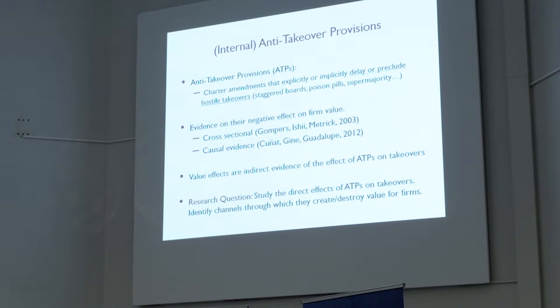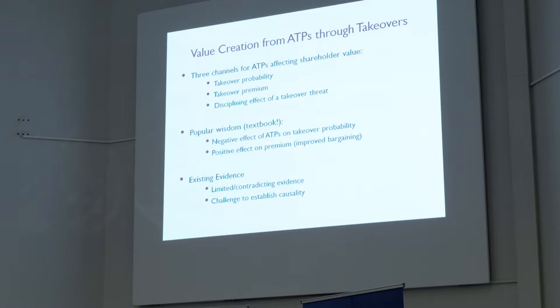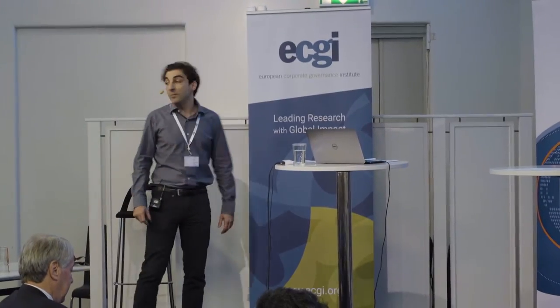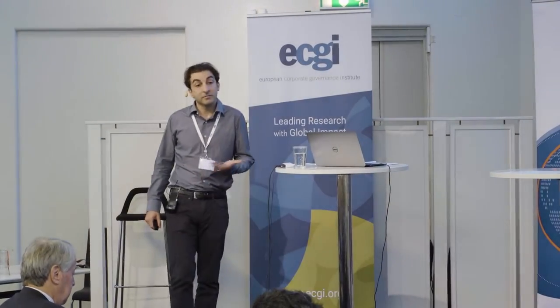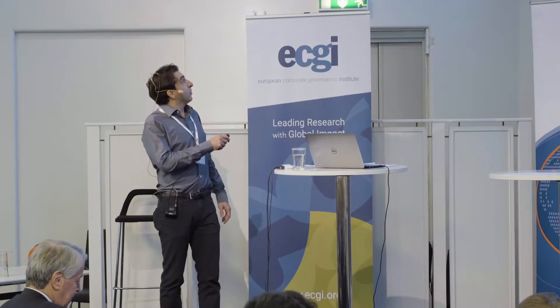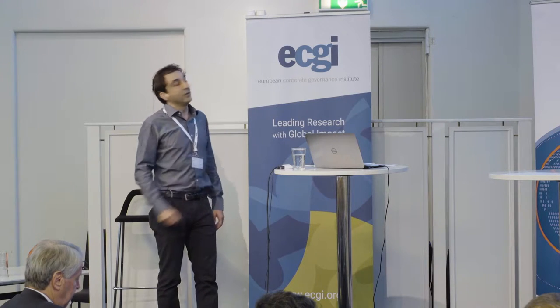And the fact that there are some value effects here gives you a hint that these things may matter somewhere. So the research question of this paper is to study the very direct, the very mechanical effects of anti-takeover provisions on the actual takeovers and the price paid for those. In particular, the three obvious channels through which these things may matter. They may affect the probability of a takeover happening. They may affect the price paid for such a takeover, the premium that shareholders may get for such a transaction. And there may also be some implicit incentive effects, like the ones induced by the takeover threat. Now, we're going to talk mostly about the more mechanical part, the first two here, takeover probability and takeover premium.